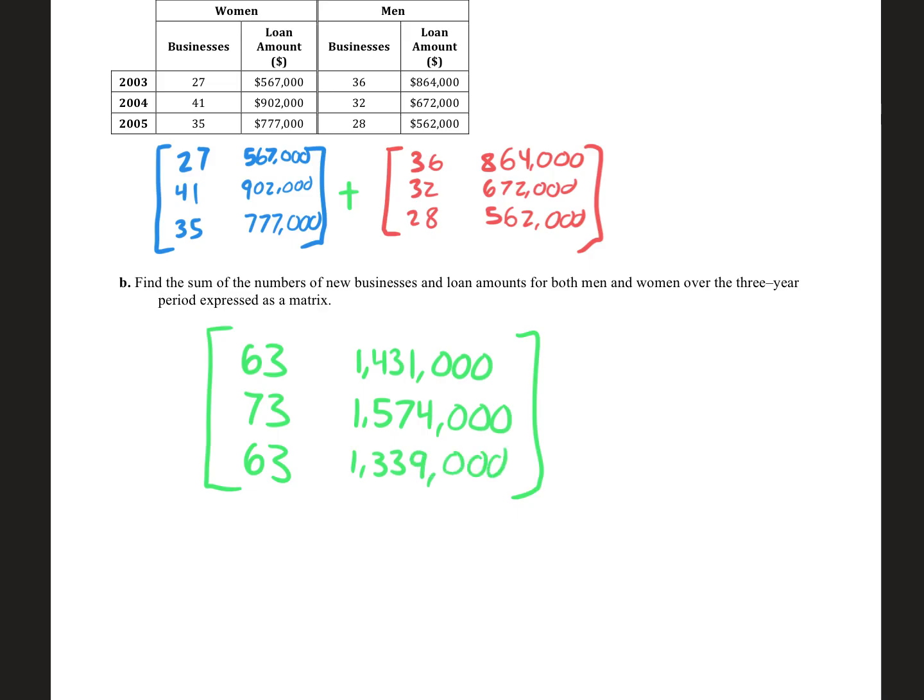And so this matrix shows how many loans there were total in each of the 3 years and how much their combined values were.